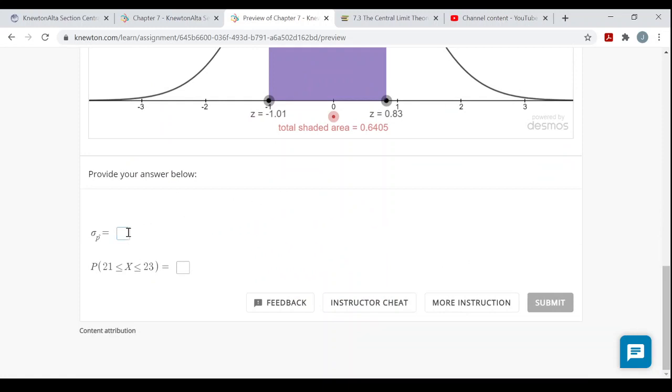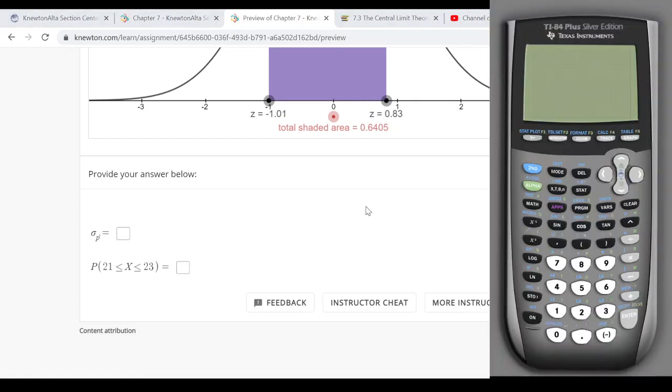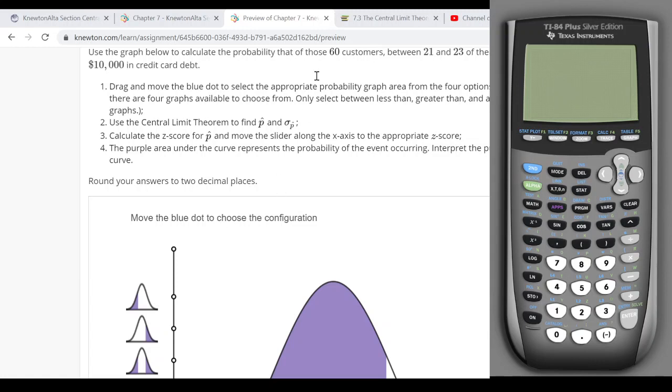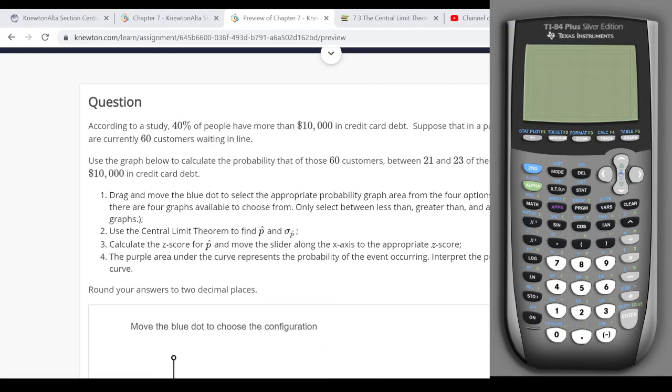Well, the standard deviation, I'll pull a calculator up. The standard deviation of p hats for samples of size 60 would be the square root of p, which is 40%, 0.4. They told us that, right? Times 1 minus p would just be 0.6, divided by the size of the sample, which is 60 customers here. All right, so the standard deviation of the p hats distribution is 0.0632.